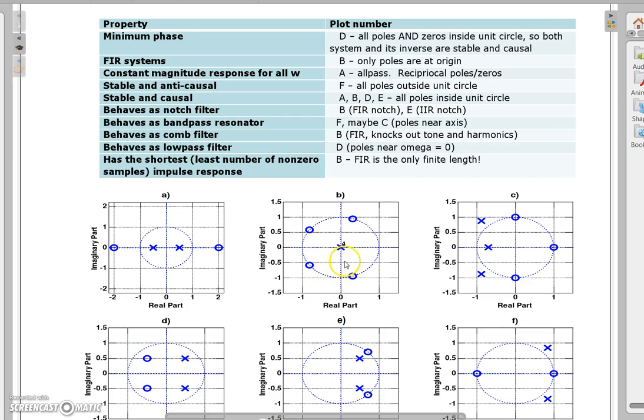If we look at the others, what's stable and causal? Stable and causal means that if we're causal, the region of convergence is outside of the poles, because the pole cannot be in the region of convergence. For stable, the definition is that the unit circle is in the region of convergence. So stable and causal means the poles have to be inside the unit circle.